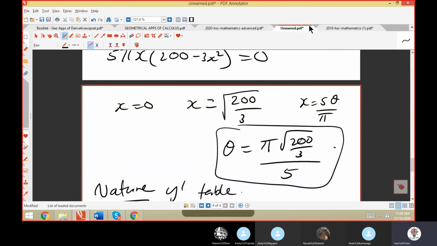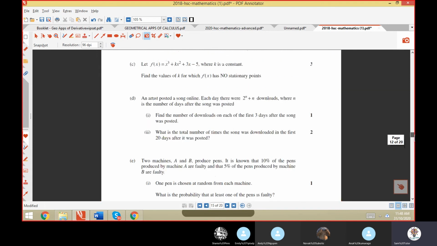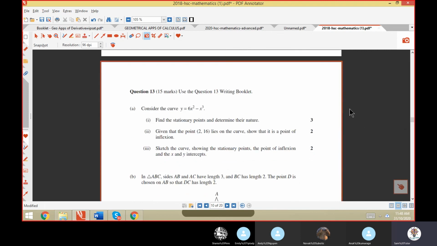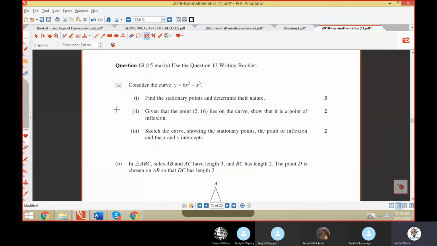Let's go again. Well, I can see we don't have much time. I think instead of doing another one, let's see if I can find, there it is, 5, 7 marks. At least keep going with these, making sure these are not done badly as well. Stat points, nature, 3 marks. Given that this point lies on the curve, show that it is also a point of inflection. Sketch the curve, show the stationary points, 2 marks. So altogether, 7 marks.